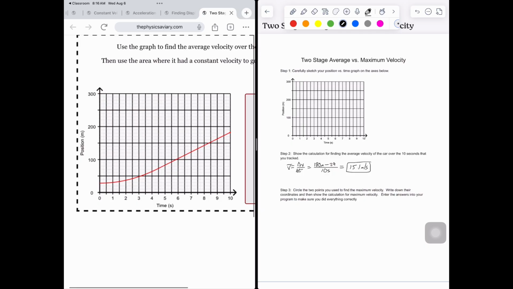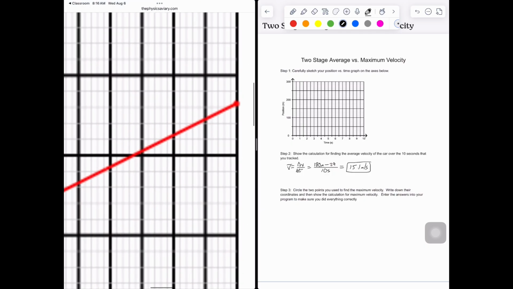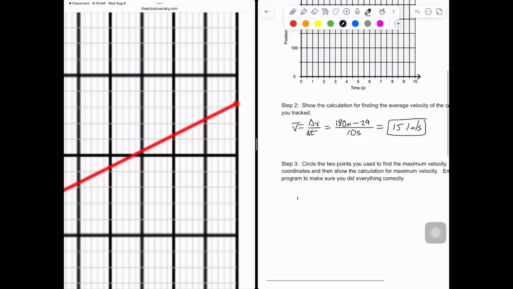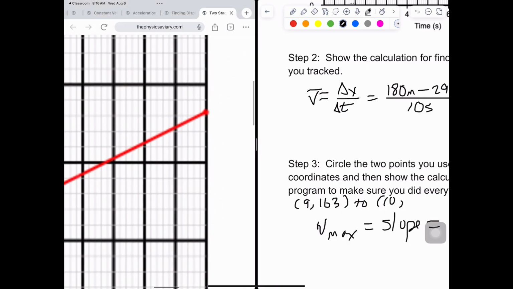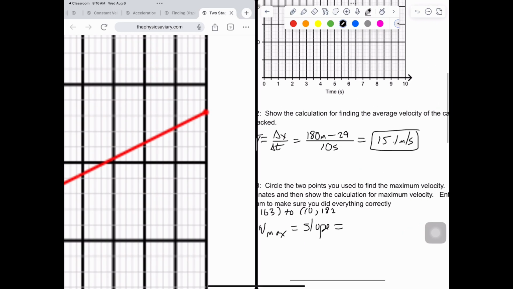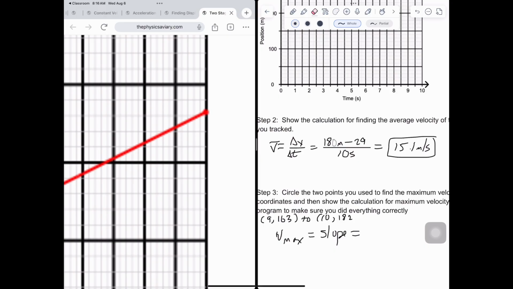160, maybe 163, something like that. So Vmax, which is equal to the slope. And so my coordinate points, I'm looking at about 9 seconds and 163, I guess that's what I'm estimating, to 10 seconds and what appears to be about 182, which kind of makes me want to go back and revisit my average real quick. So I'm going to make that 182.